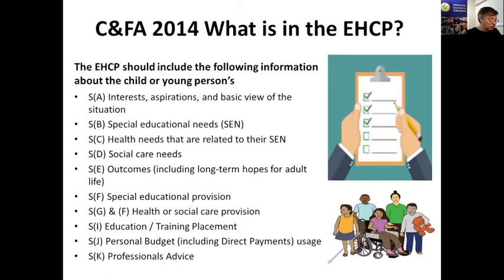Section F, special educational provision. Section G and H, health or social care provision. Section I, education and training placement. Section J, personal budget, including direct payments usage. Section K, professional advice. The school or post-16 institution is under a duty to admit the pupil or student if named in the Education Healthcare Plan.